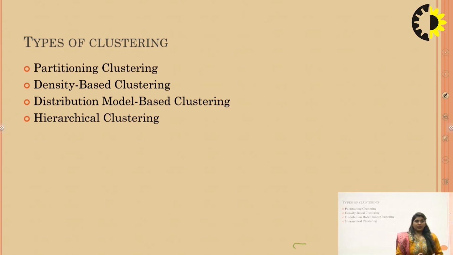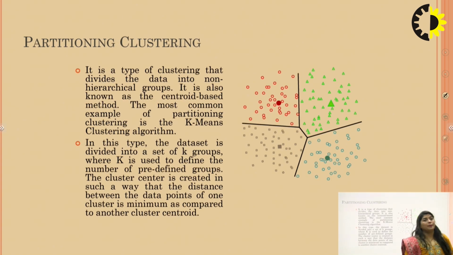Next are the types of clustering. The types of clustering are: first, partition clustering, then density-based clustering, distribution-based clustering, and hierarchical clustering. So what is partitioning clustering? Partitioning clustering means dividing the data sets into groups. This type of clustering calculates the properties and divides the data sets according to them by taking out the distance, how much distance there is between particular data points. So we can say it is a type of clustering that divides the data sets into non-hierarchical groups.